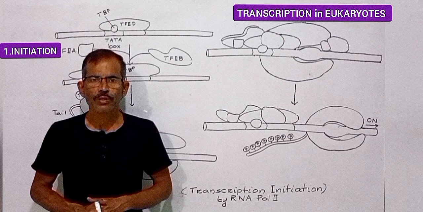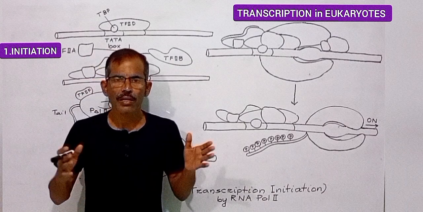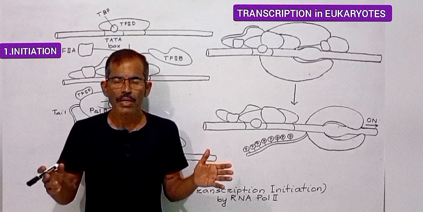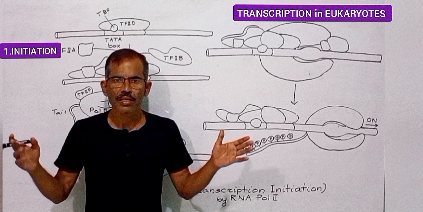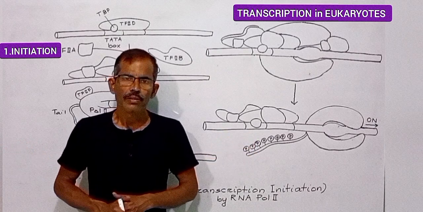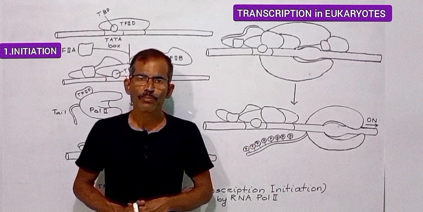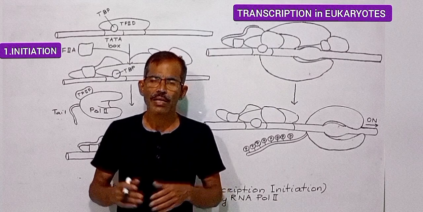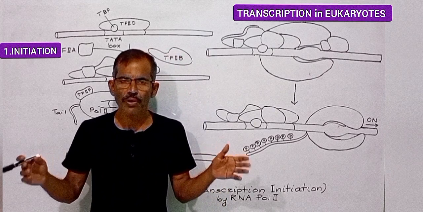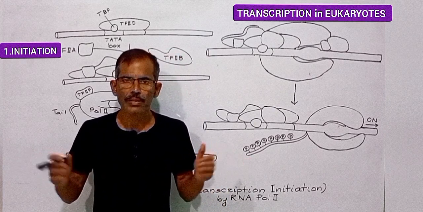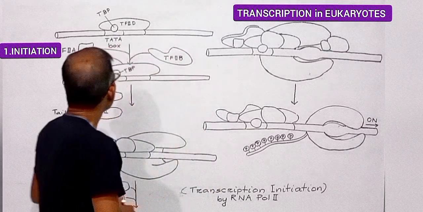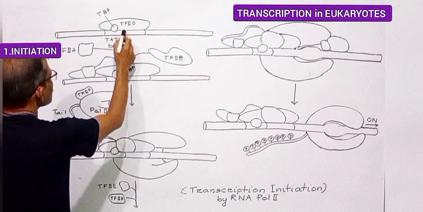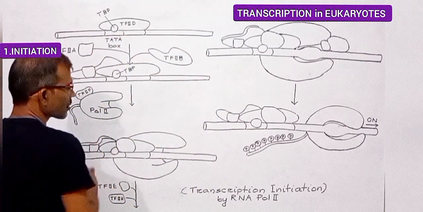General transcription factors help RNA polymerase bind the promoter and melt the DNA. They also help the enzyme to escape the promoter and enter into the elongation phase of RNA synthesis. Pre-initiation complex is formed at the TATA box.